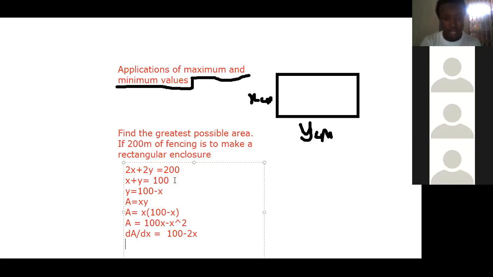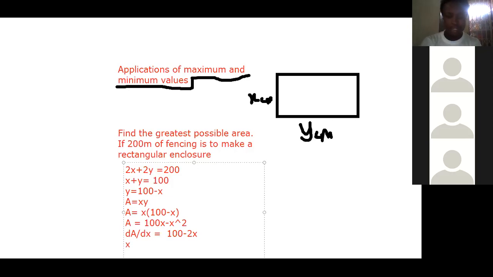Now we have to find x by equating 100 minus 2x to 0. We are doing applications of minimum and maximum value. So the first thing you have to do is get your facts right. Then when you're able to put your facts together, you can follow the normal principles of finding minimum and maximum values.